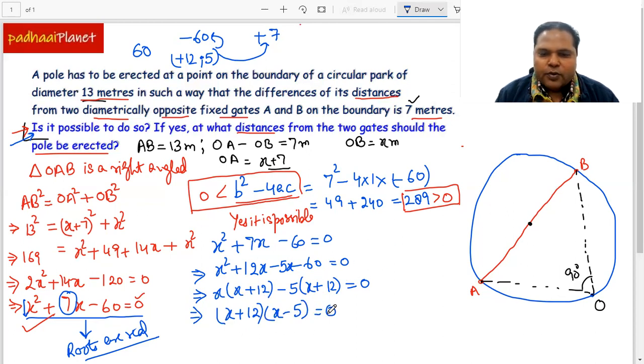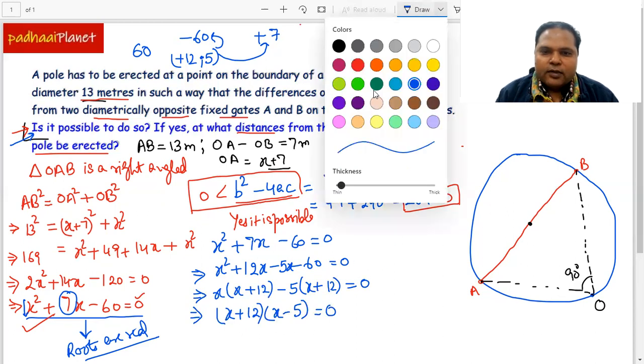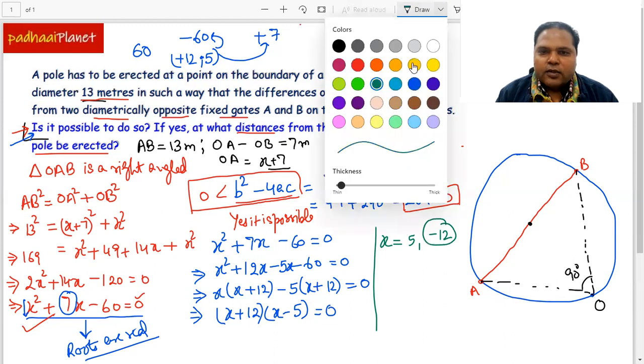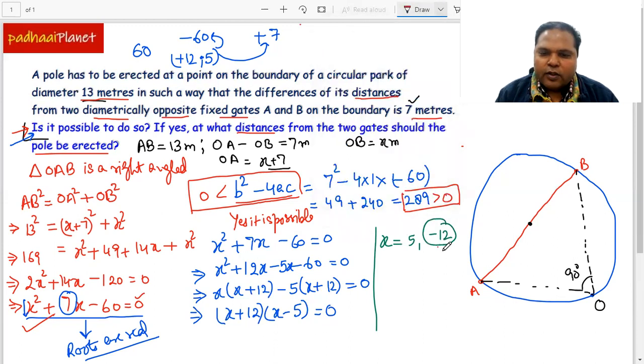Now with this we can simply see that the value of x is 5, and what we can also have is negative 12, right? Now since we are talking about length and distance, that means negative 12 is not possible and that is rejected, right? So this is the correct answer.